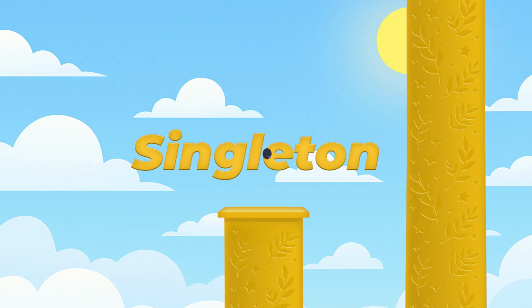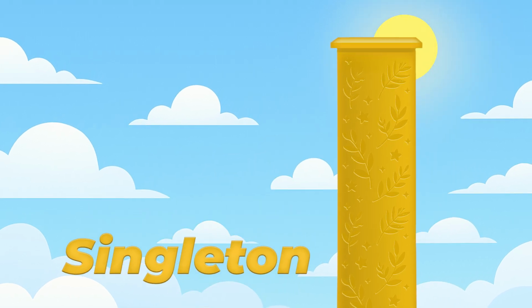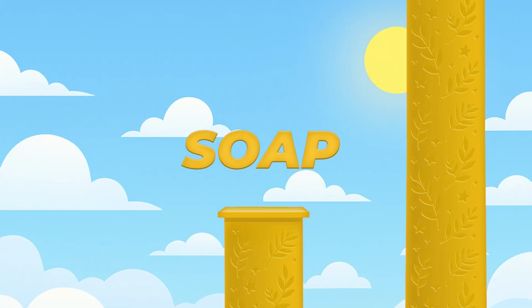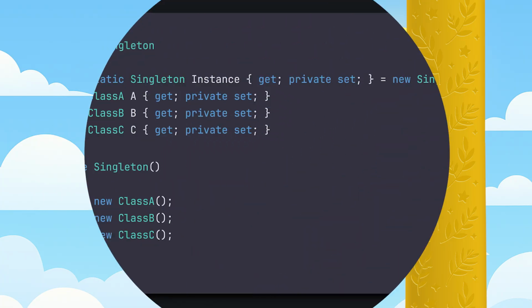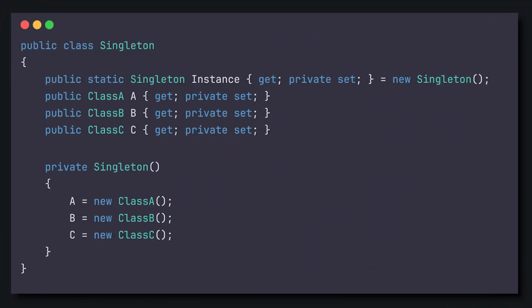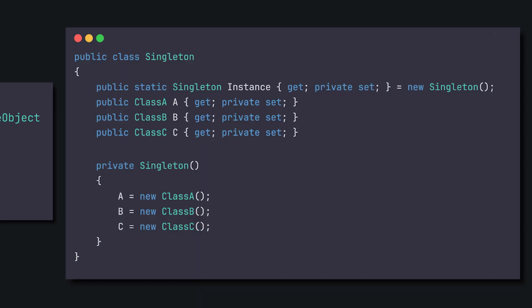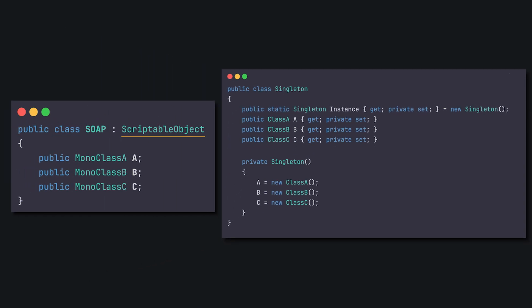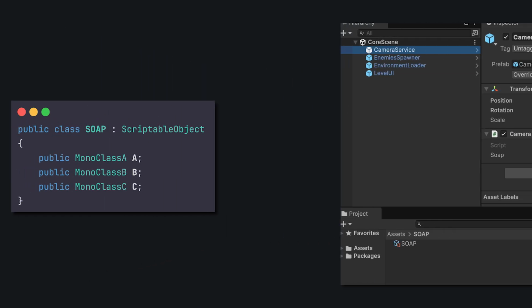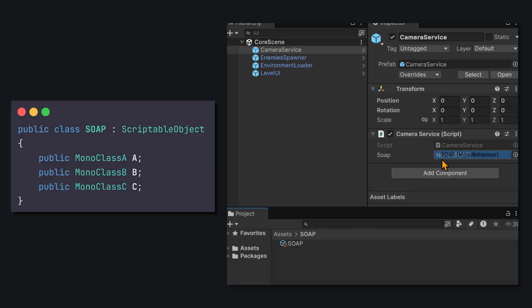A design pattern equivalent to Singleton, which is entirely dedicated to Unity, is the scriptable object architecture pattern, or SOAP in short. SOAP suggests that rather than holding all our references in a static class, we make it a scriptable object instead. And because scriptable objects are available across scenes, we can use it from anywhere in our game.